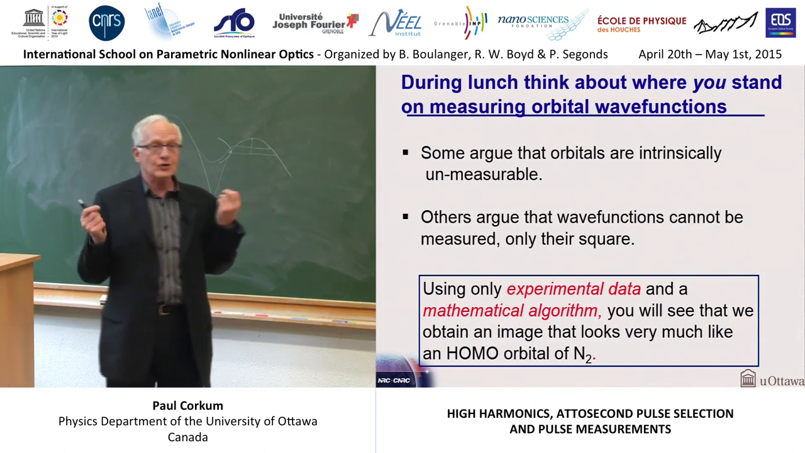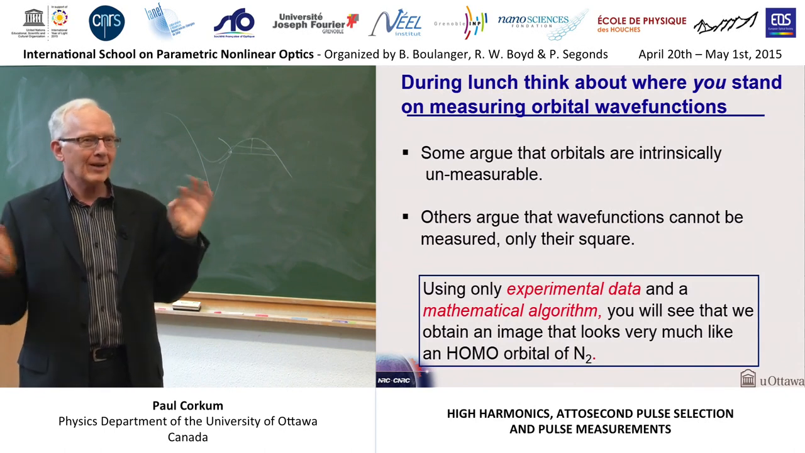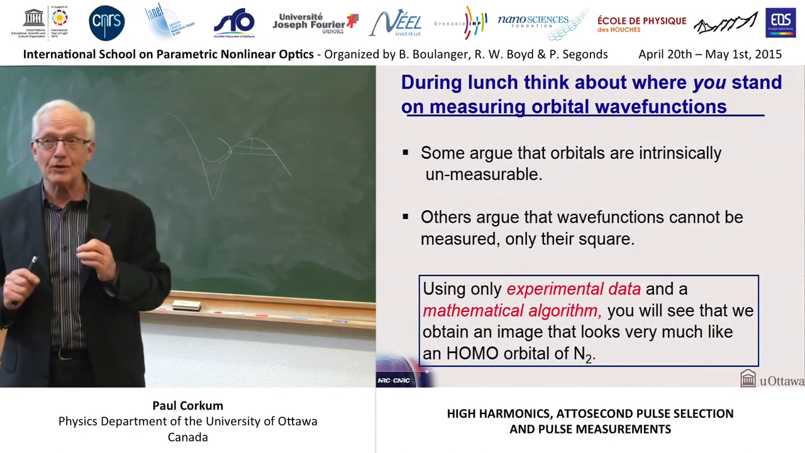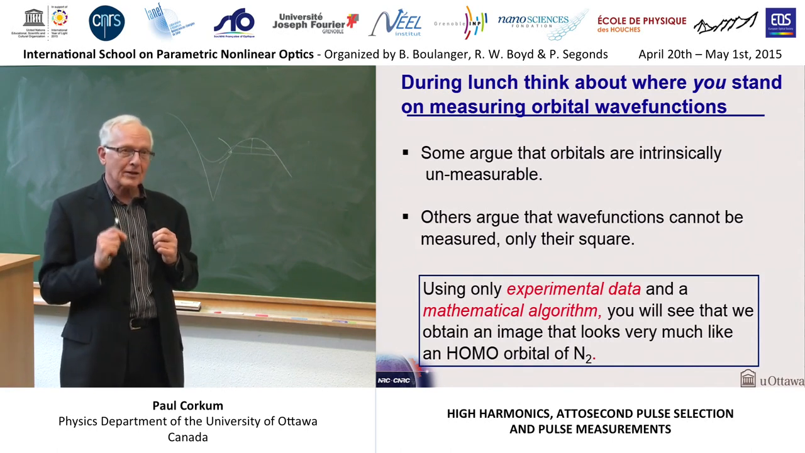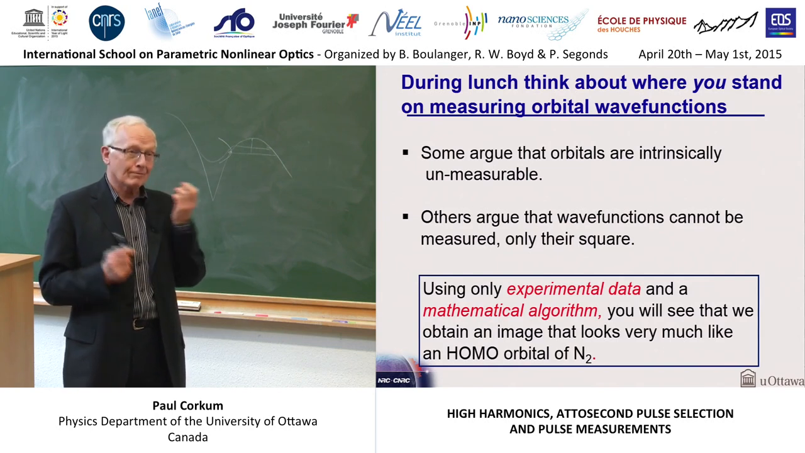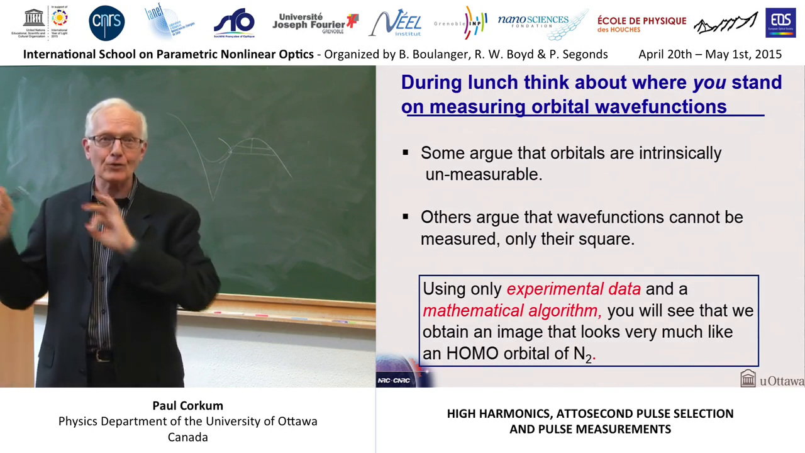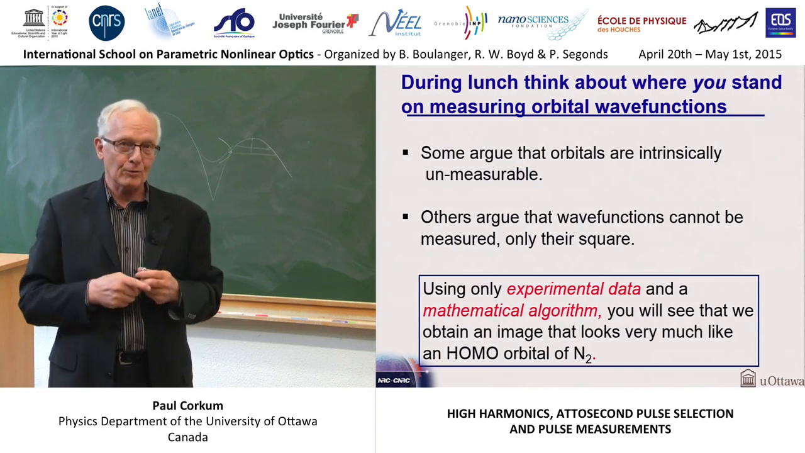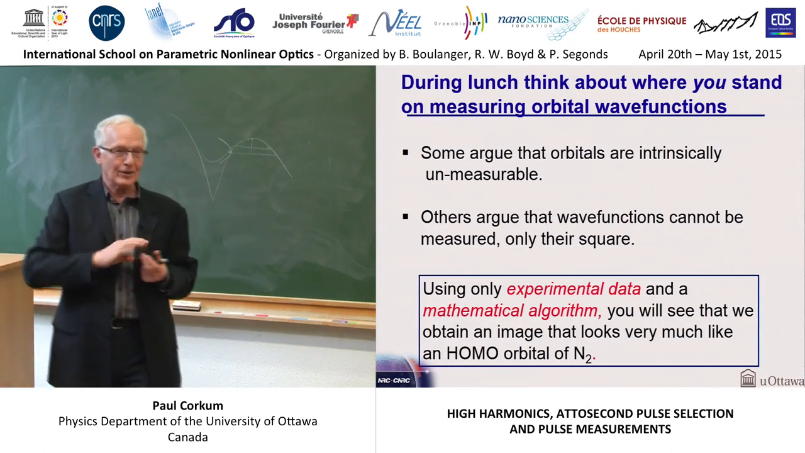Others argue that wave functions can't be measured, only the wave function squared. That's the only real thing. So again, you can think about it. I think that's less controversial. I think a lot of people would say wave functions could be squared, but not everybody agrees. I will show you this afternoon that using only experimental data and a mathematical algorithm, we'll obtain an image that looks like the HOMO orbital of a nitrogen molecule. So you can look for tricks, flaws, whatever, and you're starting to see the basic idea. I'm going to use interferometry to make the measurement. So you can think about it. I'll set it up even more starkly a little later on.